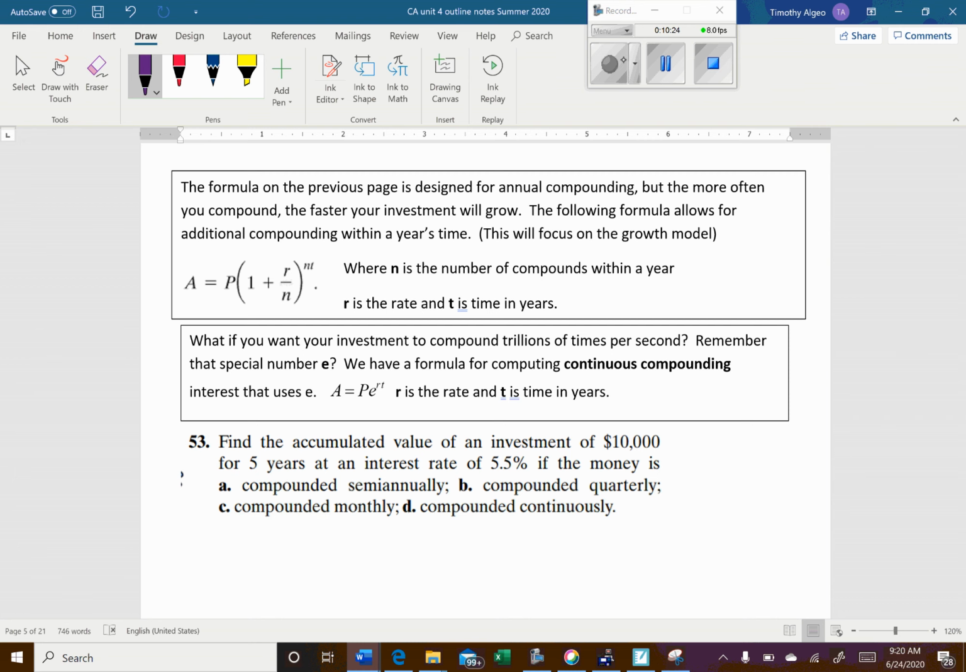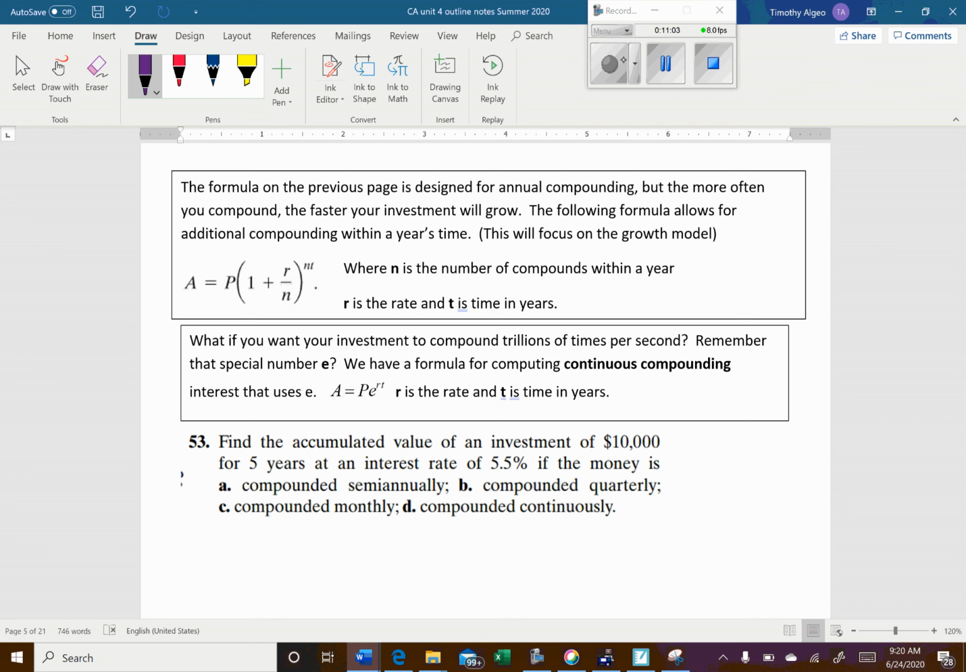You want to earn money off of that new money every second that you earn another penny, right? So remember that special number e, Euler's number that we looked at in previous videos? We have a formula for continuous compound interest that uses the e. And so A, your accumulated value, is going to be equal to your principal times e raised to the power of r times t, where r is the rate and t is the time again. A lot of times people refer to this as PERT, P-E-R-T, to help you memorize this formula.